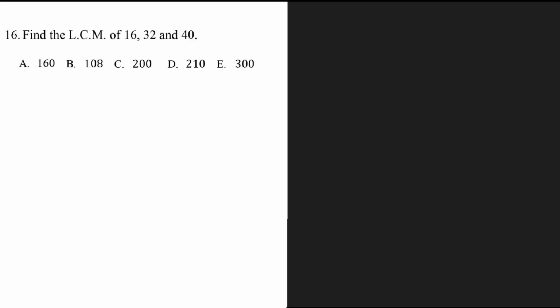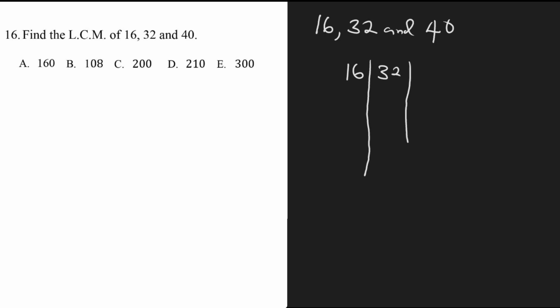Next question. All right. Question 16 says find the LCM, that's the least or lowest common multiple, of 16, 32, and 40. So we're going to find the lowest common multiple of 16, 32, and 40. How are we going to do it? We use the prime factor method, which is the easiest way. So we're going to set 16, then draw a line, 32, draw a line, then 40, then draw a line here. Then we have this.